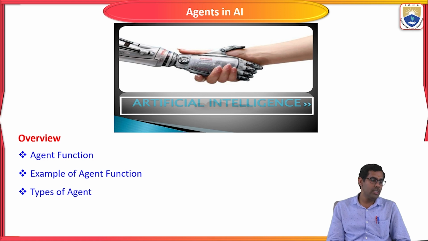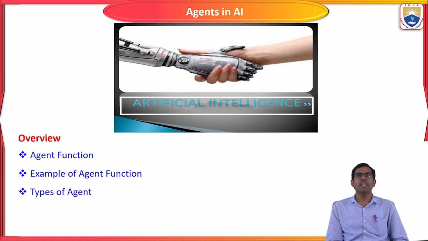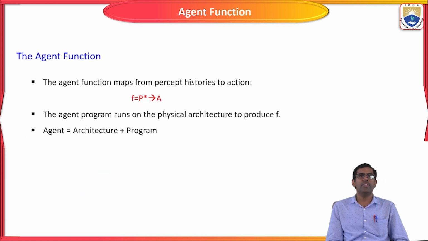We will see one example of how the agent function is the main part of artificial intelligence based systems. The last one is the various types of agent. Based on the environment, how the various agents perform in artificial intelligence through the environment. Let's start. The first one is the agent function.